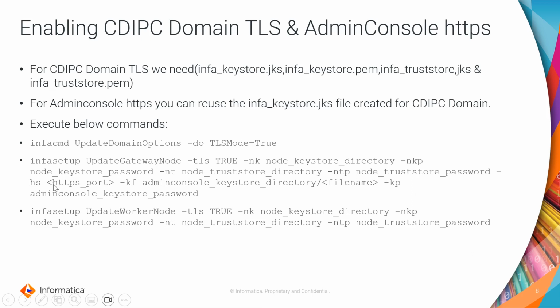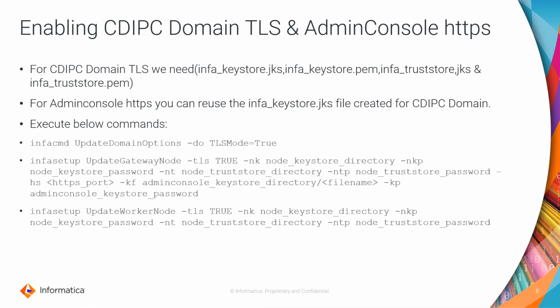-hs is the HTTPS port to enable admin console HTTPS. Here you have to give the HTTPS port number. -kf is the admin console keystore directory along with the file name. Here we have to pass the path where the keystore file exists along with the name of the file. If the name of the file is infa_keystore.jks, then we have to pass infa_keystore.jks, and -kp is the password for the admin console keystore.